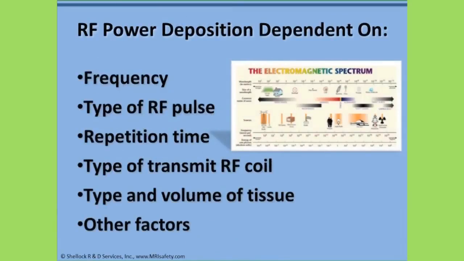The amount of RF power deposition that is associated with an MRI exam is a complex function of numerous variables. These variables include the transmitted RF frequency that is used, the type of RF pulse that is applied, the repetition time, the type of transmit RF coil that is utilized for imaging, the type and volume of tissue contained within the transmit RF coil, as well as other factors.